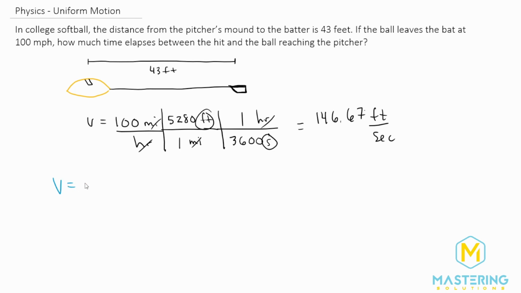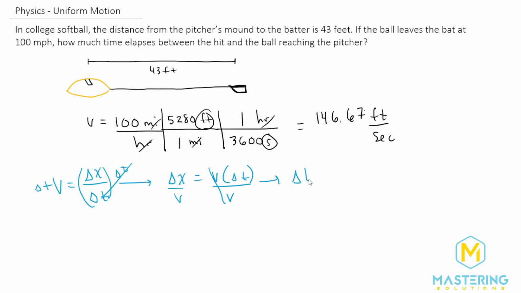Velocity is the change in distance over the change in time, and we want to find what the time is. So we'll multiply both sides of the equation by t. That gives us delta x is equal to velocity times time. And then we'll divide both sides by v to give us delta t isolated. So we have delta t equals delta x divided by v.